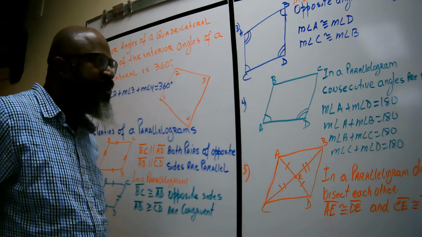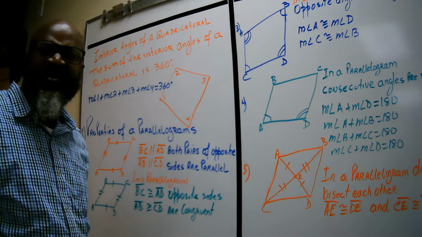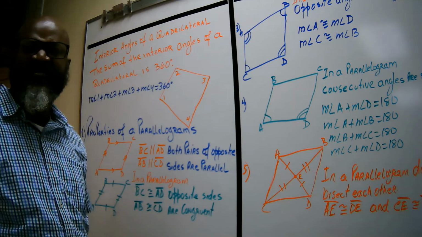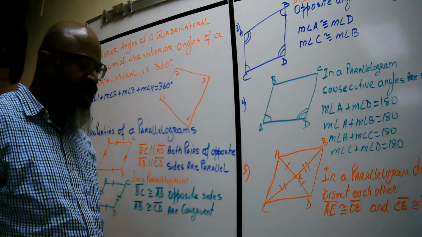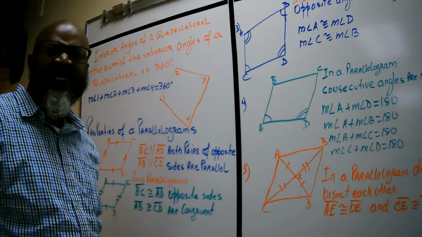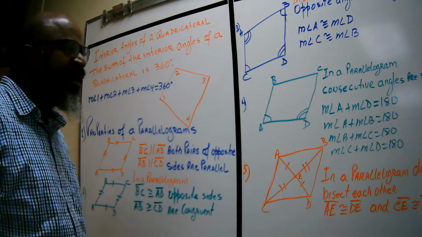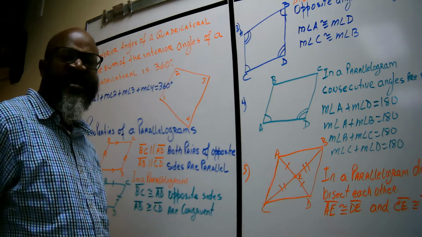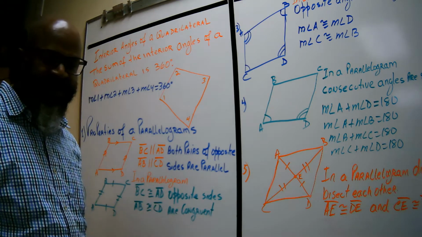So we're continuing our lesson on properties of parallelograms and quadrilaterals. We're going to mainly focus on parallelograms, which are rectangles, squares, diamonds. So, properties of parallelograms. Remember that a parallelogram is a four-sided polygon where both pairs of opposite sides are parallel. We're going to focus on properties of parallelograms.